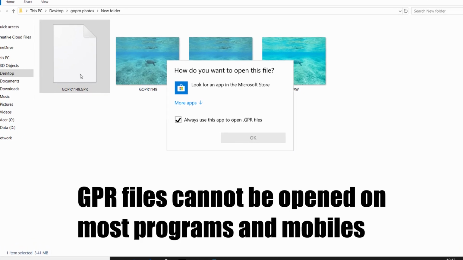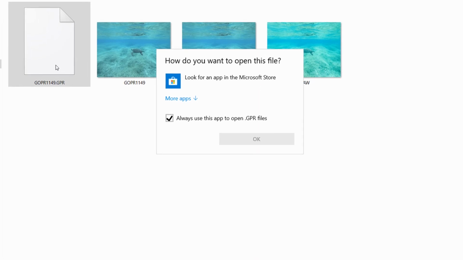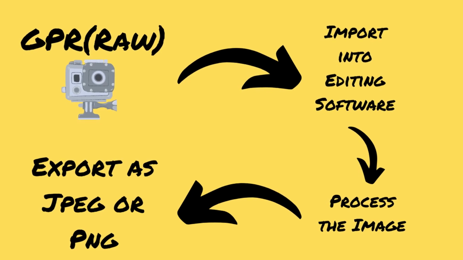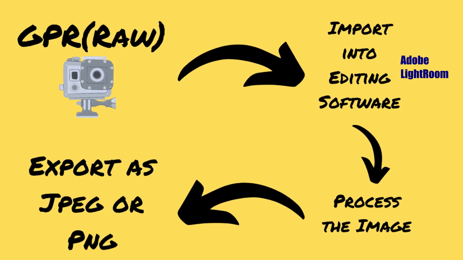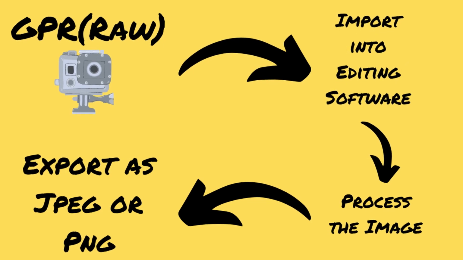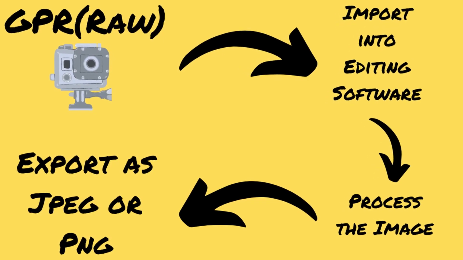One big disadvantage of the GPR files is that most computers cannot open the file straight away, so you have to import them into an editing software such as Lightroom. Then you have to edit the photo and then export it out of the editing software, so you finally get the photo into an available format which can be opened on the PC.